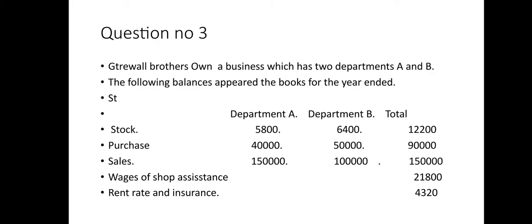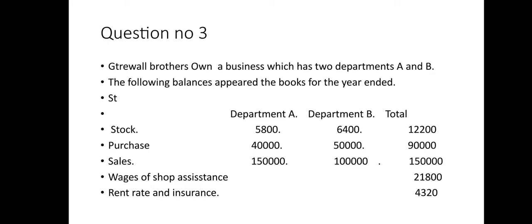It will appear on the debit side of the trading account, as wages are related directly to the purchases. Always, the expenses which are related to the purchases will appear on the debit side of the trading account. So always remember that direct expenses means all those expenses which are incurred at the time of purchases. Rent and insurance are operating expenses of the business, and they will appear on the debit side of the profit and loss account.